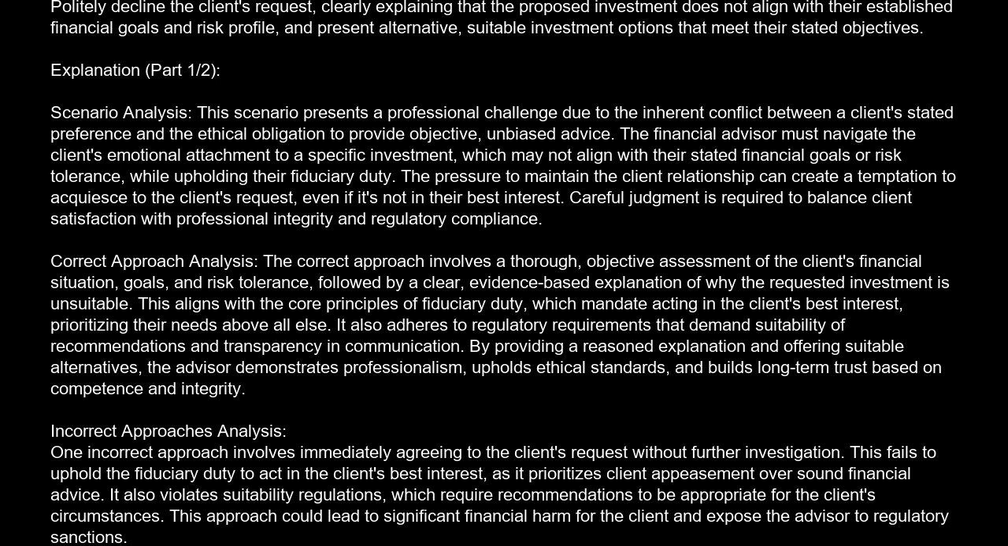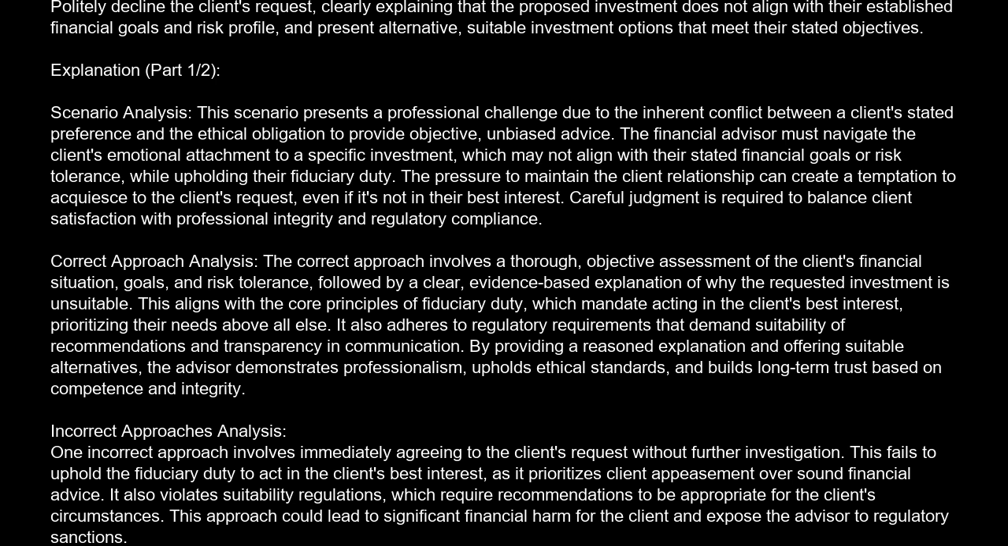Explanation. Scenario analysis. This scenario presents a professional challenge due to the inherent conflict between a client's stated preference and the ethical obligation to provide objective, unbiased advice. The financial advisor must navigate the client's emotional attachment to a specific investment, which may not align with their stated financial goals or risk tolerance, while upholding their fiduciary duty. The pressure to maintain the client relationship can create a temptation to acquiesce to the client's request, even if it's not in their best interest. Careful judgment is required to balance client satisfaction with professional integrity and regulatory compliance.